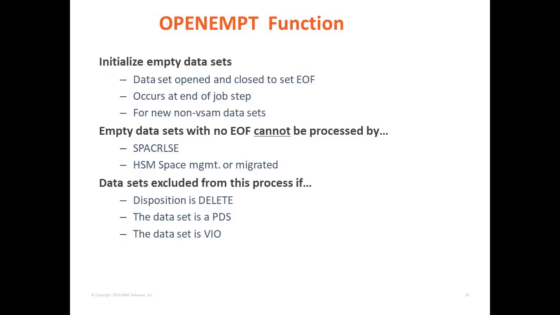Okay, the next function we'll examine is the OPENEMPT function. This function is very useful in preventing wasted space because of datasets that get allocated yet do not get an end-of-file marker. The result is an undefined DSORG dataset, and DFHSM cannot process these types of files, and neither can the SRM function SPAC RLSE.